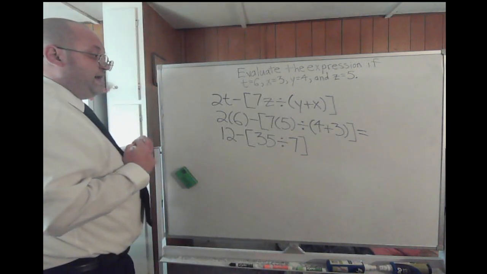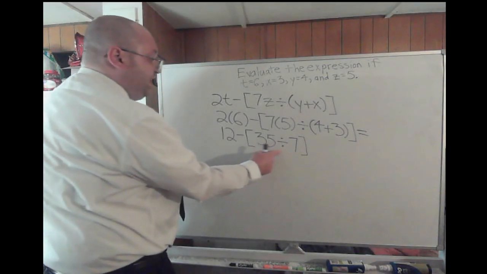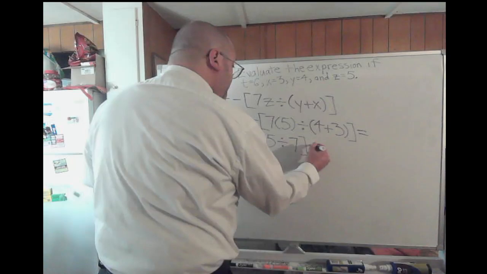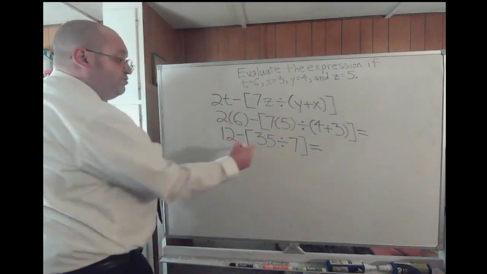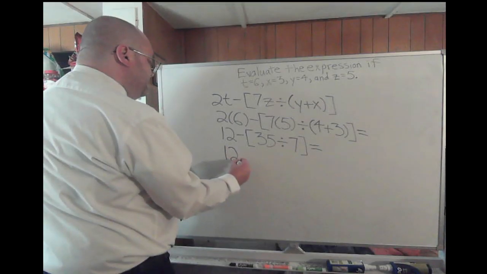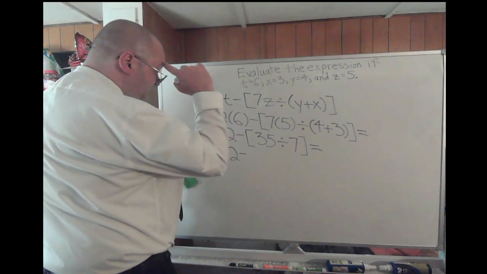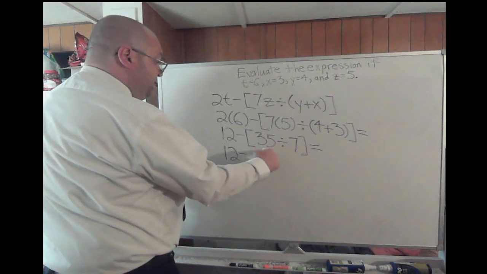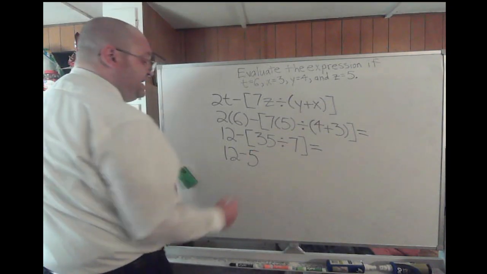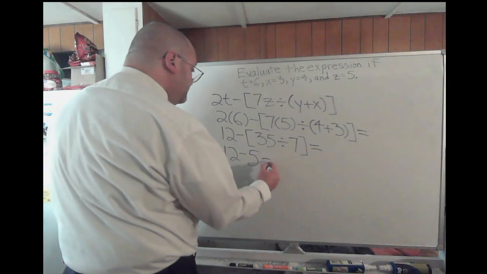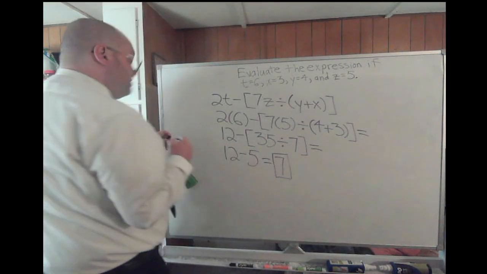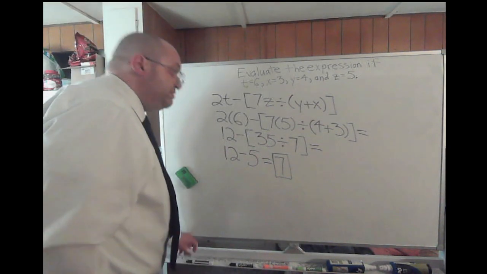So now in the brackets, all you're left with is 35 divided by 7, which in fact, order of operations dictates we deal with the brackets or parentheses first. So you'd have 12 minus, outside of that, inside the brackets, you would have 35 divided by 7, which would be 5. So now you're simply down to 12 minus 5, which is 7. So the answer for this expression would in fact be 7.